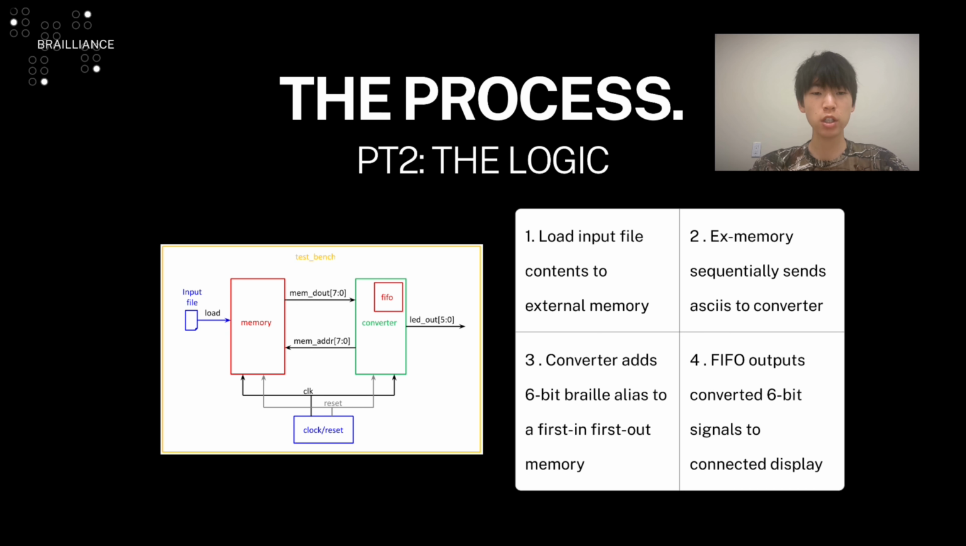This logic diagram is of our ASIC. The converter module sends a signal requesting a next available ASCII, which is sent to the converter to be translated into a 6-bit alias, finally getting stored into a first-in, first-out memory block to be outputted in the order of the input. The clock serves to create the timing of the process, while the reset restarts the process.